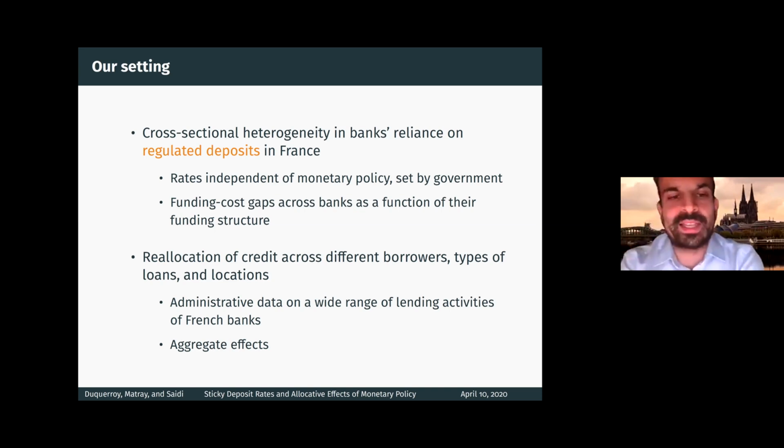To achieve this, we have amassed a wide array of administrative data that covers an enormous range of lending activities of French banks. Think not only corporate lending, that's a particular feature. In this literature, normally we look a lot only at corporate lending. We try to capture as many lending activities as possible by French banks. And then we will also engage in a little aggregation exercise to see whether this matters at the city level. All right, so what do we find?